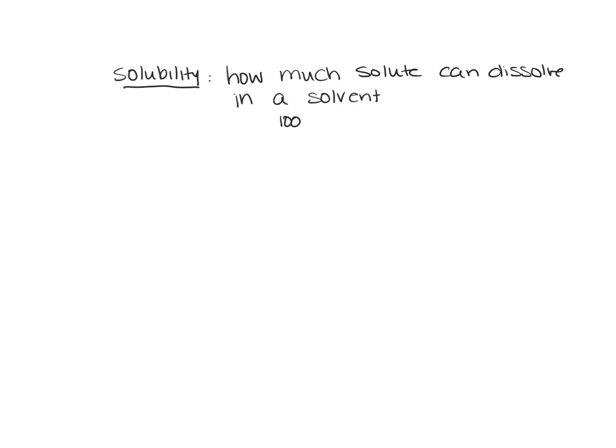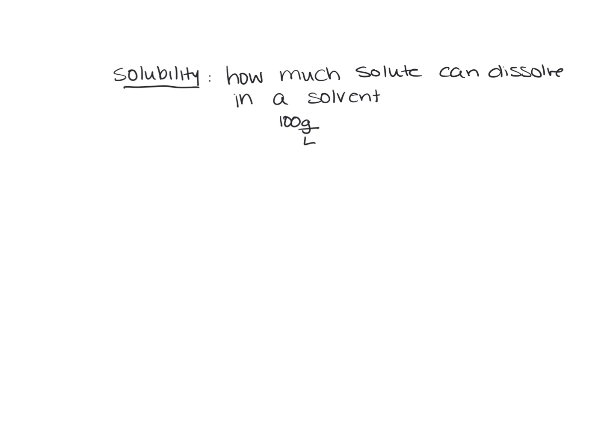When we talk about solubility, this is how much solute can dissolve in a solvent. So how much solute can dissolve in a solvent? And we have some general solubility trends. Now, solubility is generally given to us in some sort of amount per volume. So for example, it could be 100 grams per liter.